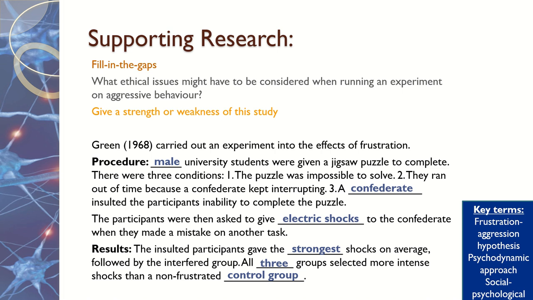And in a third condition, they had a confederate who basically just insulted the participants' inability to complete it. It's like, oh my God, why can't you complete this? The participants then got the chance to give an electric shock to the confederate that was there at the time. And they found that the insulted participants gave the strongest shock on average. So the ones who felt like they had the person there who was insulting them were more likely to show aggressive behaviour.